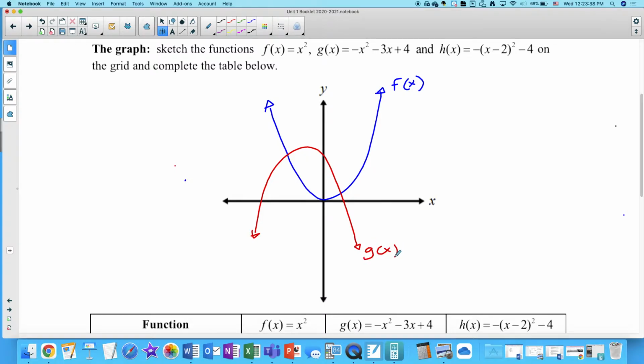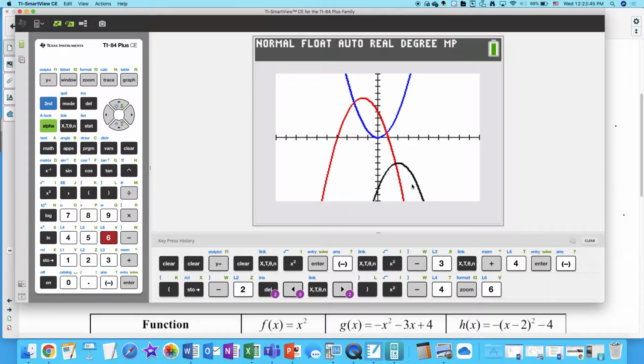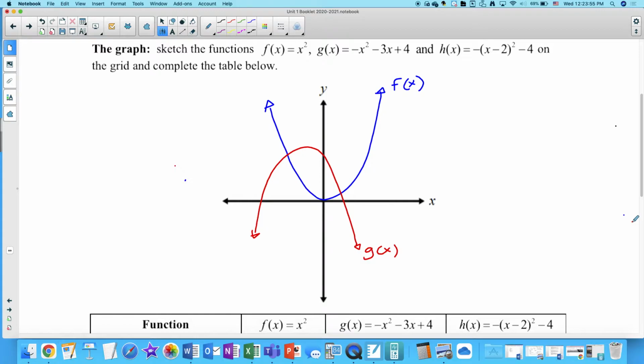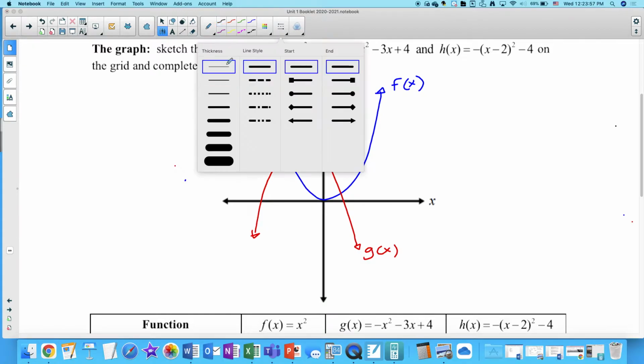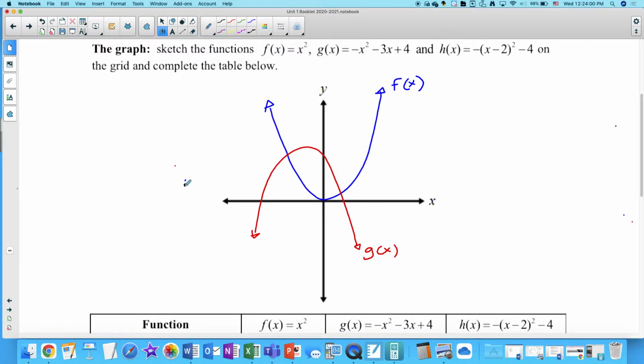And then finally we've got h of x, and that was the black one. And that one looked like this. This is down here. Okay, and the y-intercept, 1, 2, 3, 4, 5, 6, 7, 8, was negative 8. Okay, so that's sort of down here. And this was h of x. Okay, so this is visually what these 3 functions look like.